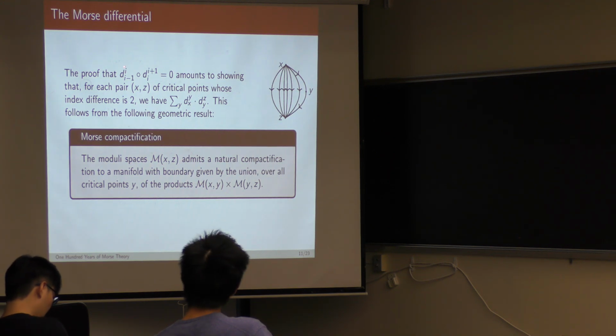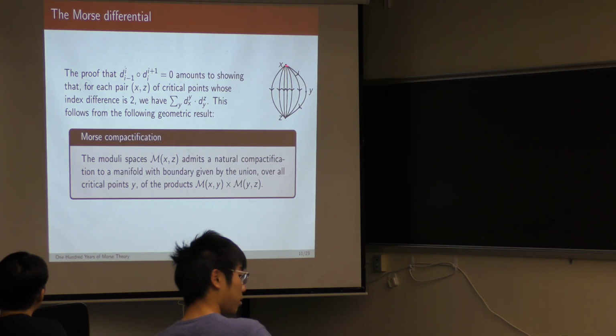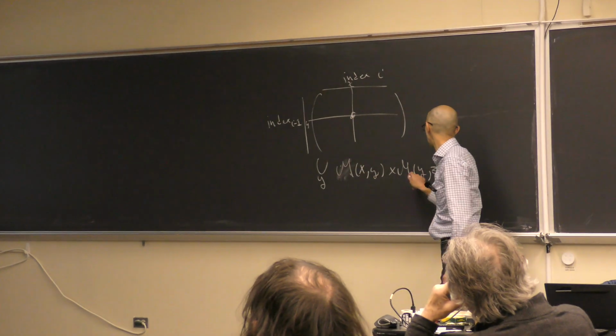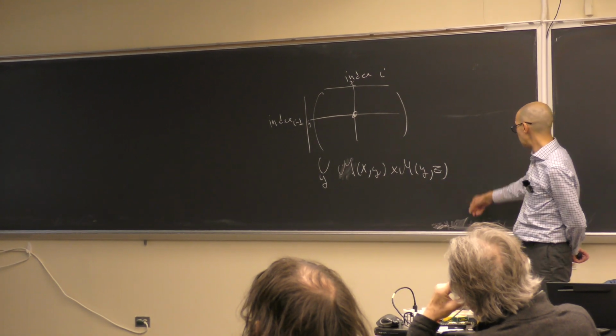So, what does it mean to say that this composition is 0? Well, let's write d_{xy} for the coefficient that we see here. So I'm trying to prove that given x and z, the sum over all y of d_{xy} times d_{yz} is 0. And this sum is basically counting the number of elements of this set, M_{xy} times M_{yz}, where M is the number of gradient solutions that go from x to y, y to z. So this is some zero-dimensional manifold.